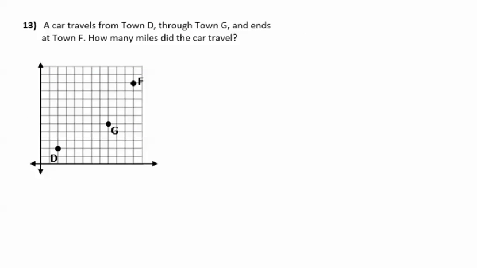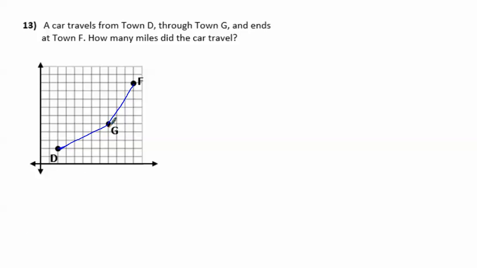Moving on to the next kind of problem. They're telling you that a car travels from town D through town G and ends at town F. So the first thing that we do is we draw the path from one point to the other so that we can see what it is they're talking to us about. How many miles did the car travel? Well, we would need to know this length and this length and add them together to find the total distance that the car traveled.